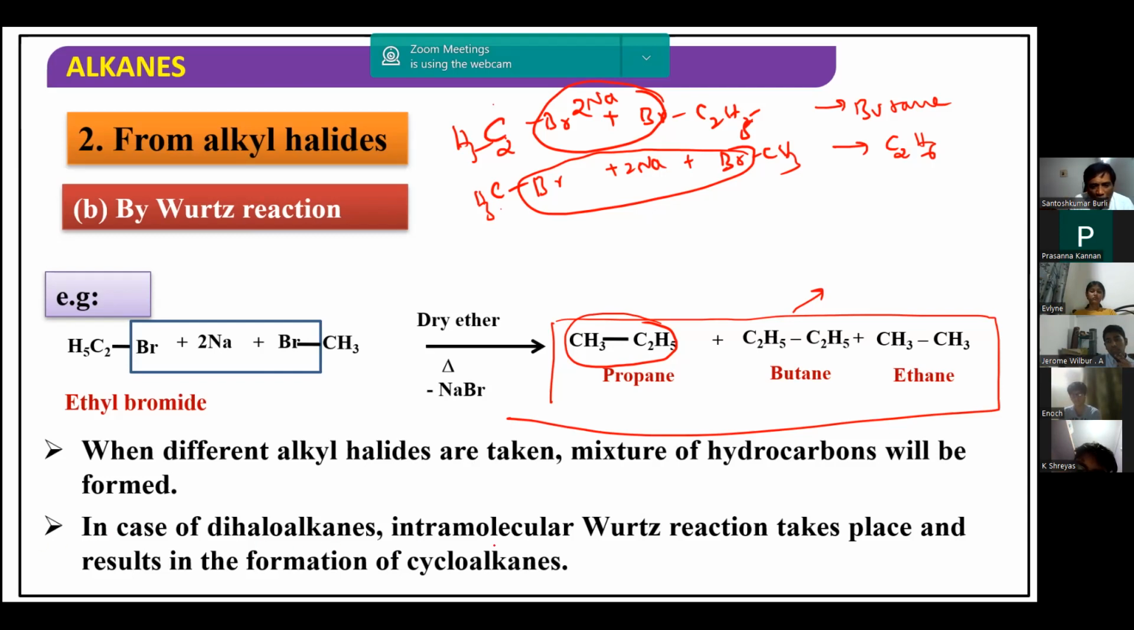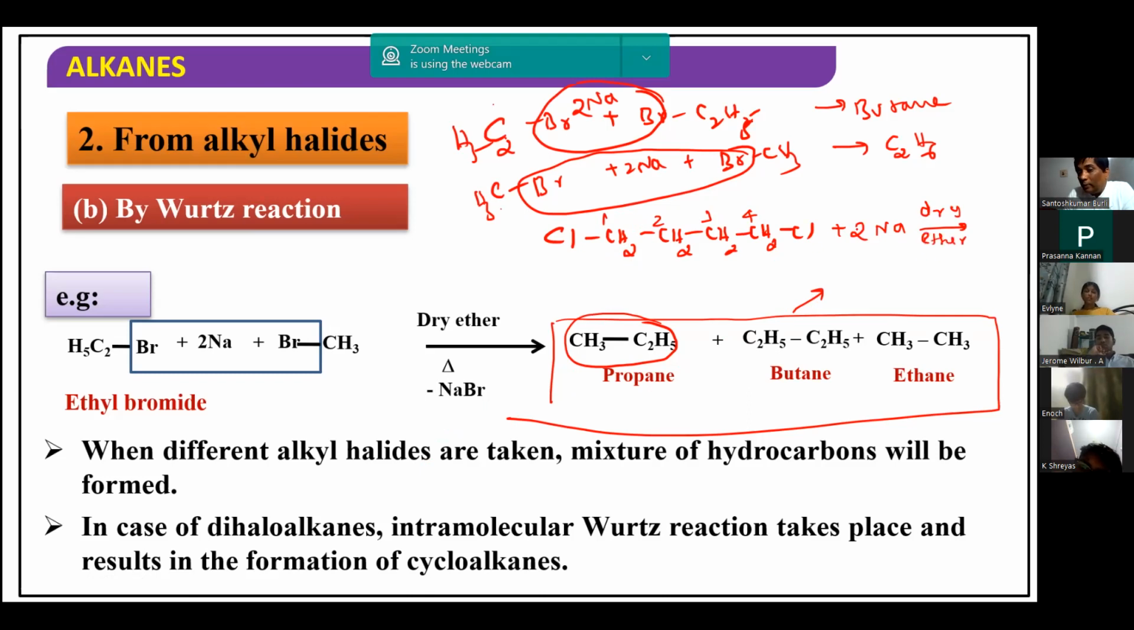In case of dihaloalkanes, intramolecular Wurtz reaction takes place. So what do you mean by this intramolecular Wurtz reaction? I'll just take one example here. Cl, CH2, CH2, CH2, CH2, Cl. Now, if I have a dihaloalkane, it is 1, 2, 3, and 4. 1,4-dichlorobutane it is. If I do the reaction with sodium in dry ether, what is the product we can get here?